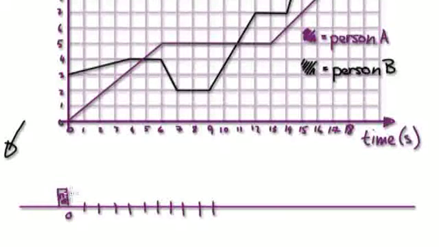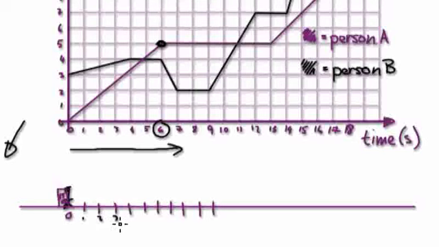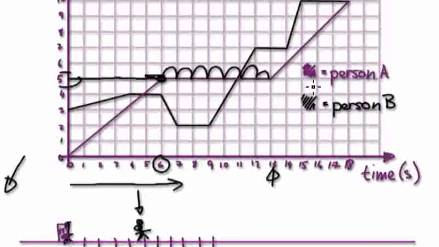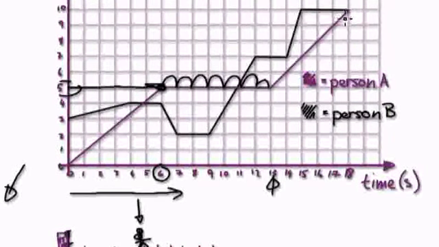So let's look at what's going on with person A now. Person A started here, and then 6 seconds later, remember as we move across here is time, this person is at 5. 1, 2, 3, 4, 5, 6. So 6 seconds later, this person is at 5. And then this person stays here for up to 13 seconds, so 1, 2, 3, 4, 5, 6, 7. This person stayed in this spot for 7 seconds. And then he moved to the 10 mark. It takes 5 seconds for this guy to get to the 10 mark.